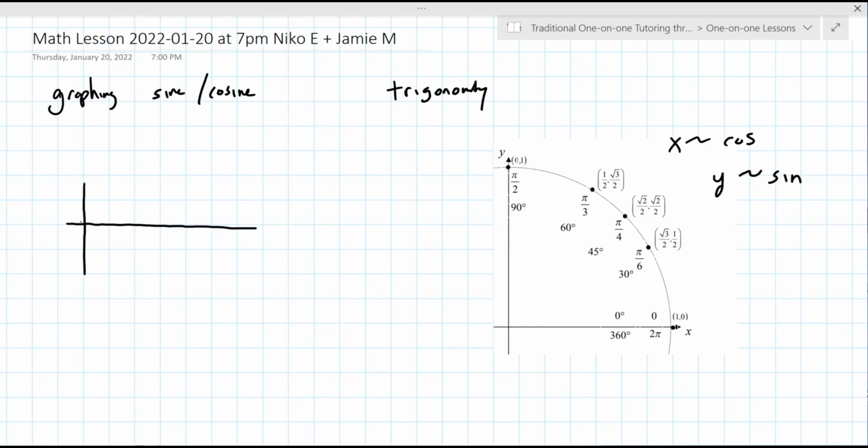So sine starts at 0, goes up to 1 at pi over 2. Then it comes back down to 0 at pi, and then at 3 pi over 2 comes back down, and then at 2 pi it comes back up. Got it. And that's like the parent, sine x. Yeah. And you need to know this like your phone number, like anything that's really important.